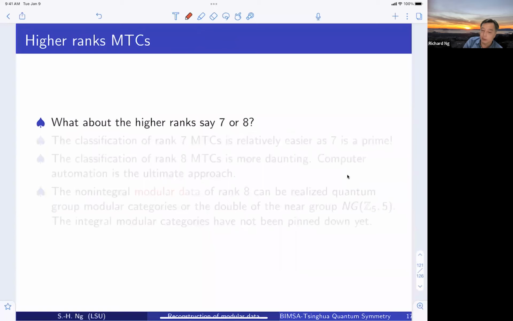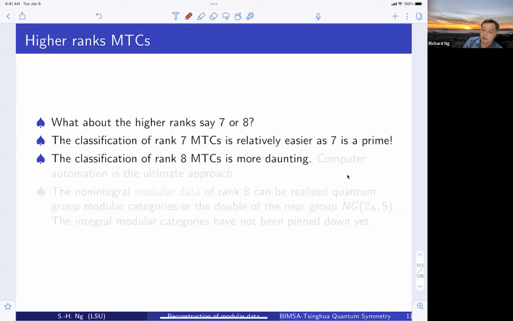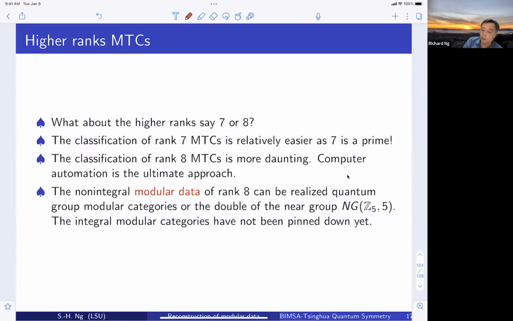Now, what about rank 7 and rank 8? For these high ranks, we mainly use computer programming so far. For rank 7, we have a classification for the integral ones. For rank 8, we did not. Rank 7 is a little bit easier because 7 is a prime. You cannot factorize it further than the dimension. So for 8, it's more daunting. We certainly need a lot of computer power to do it. But so far, what we get is still nothing new for non-integral modular data.